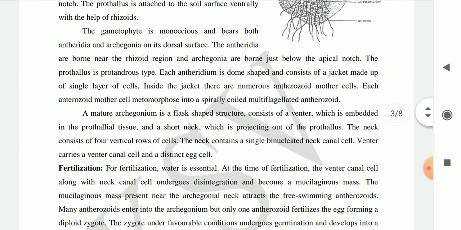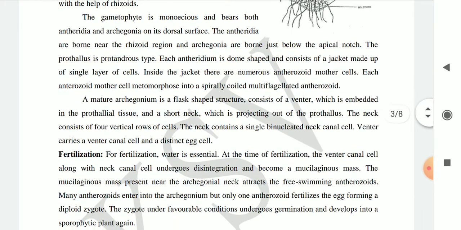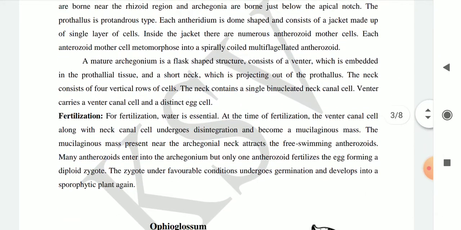The gametophyte is monoecious, and it bears the antheridia and archegonia on its dorsal surface. Each antheridium is a dome-shaped structure, and inside the jacket numerous antherozoid mother cells are produced. Each of these antherozoid mother cells produces a spirally coiled, multiflagellated antherozoid. These antherozoids act as the male reproductive gametes.